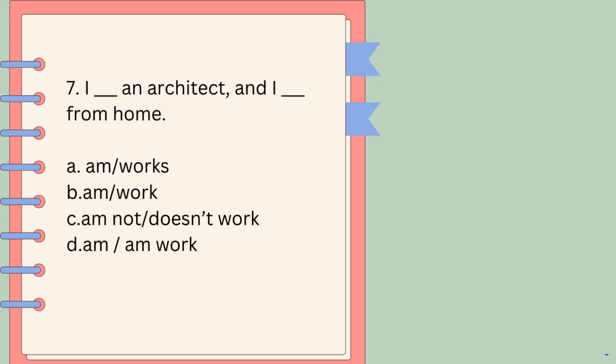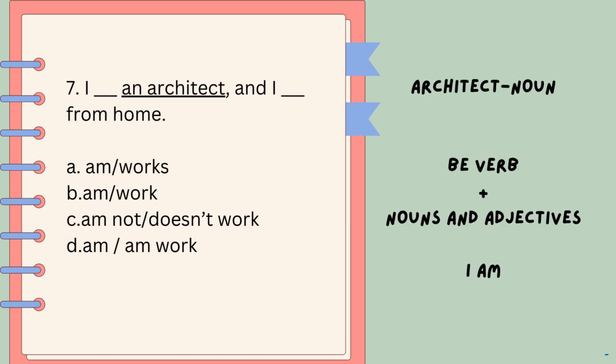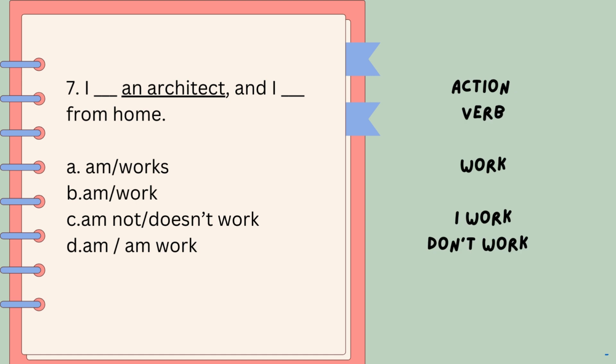Question number 7. I blank an architect and I blank from home. Let's underline the architect. Architect is a noun here. And there is a be verb because here there is no action verb. For nouns and adjectives, we need be verb, like I am, you are, he is, she is. He's an architect, he's a doctor, student, whatever it is. But the second part, we have an action verb, work. So I work, or if it is negative, don't work. So the answer is B. I am an architect and I work from home.